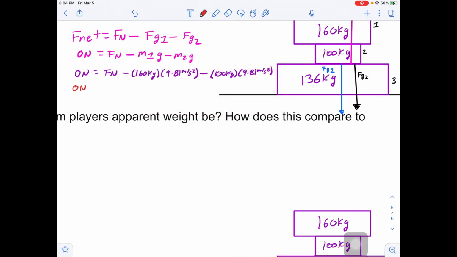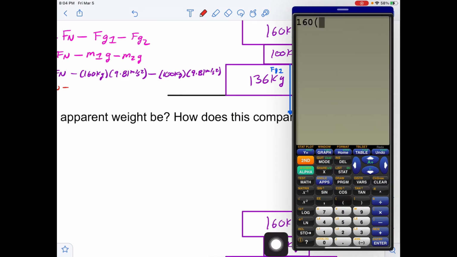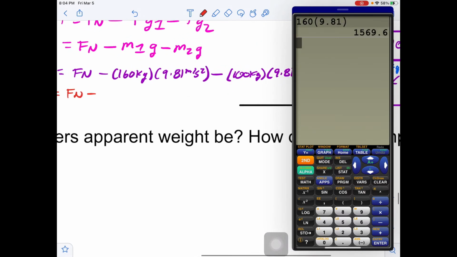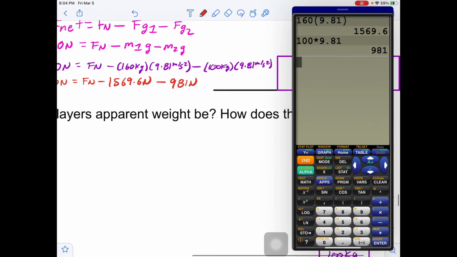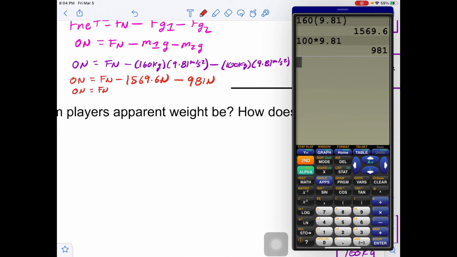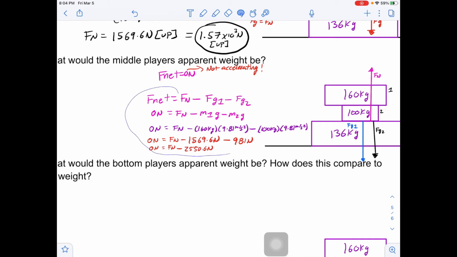And now we can start plugging these into our calculators. So I'm going to take my calculator out, and I will do 160 times 9.81, which I'm pretty sure I just had on the screen. That's okay. So 1,569.6 newtons, subtract 100 times 9.81. That will give me 981. And now I can combine these two numbers. So negative 1,569.6, subtract 981, and that gives me 2,550.6 newtons. And then from here, we can solve our question pretty easily by adding that number to both sides. So I'm just going to give myself a little bit more room.